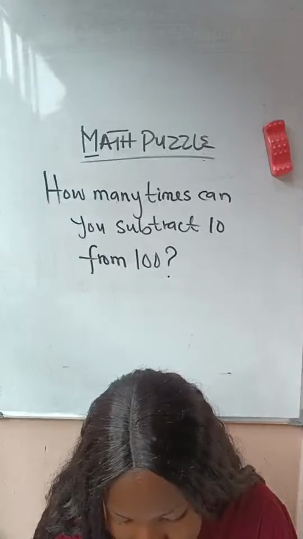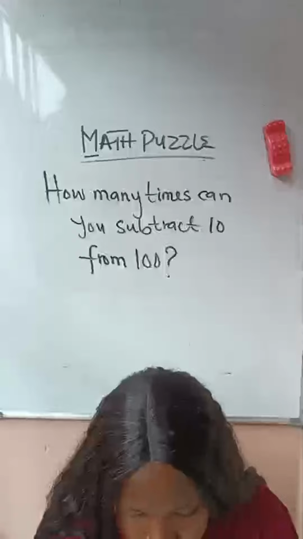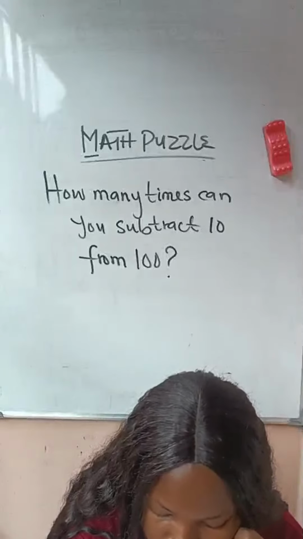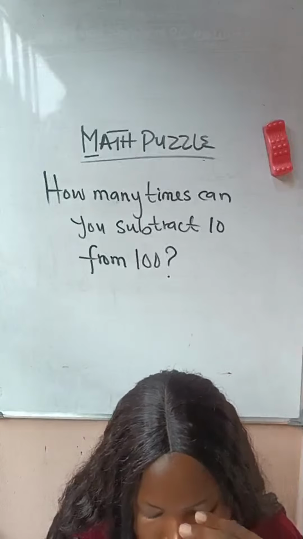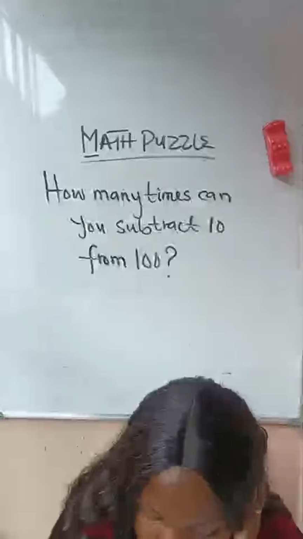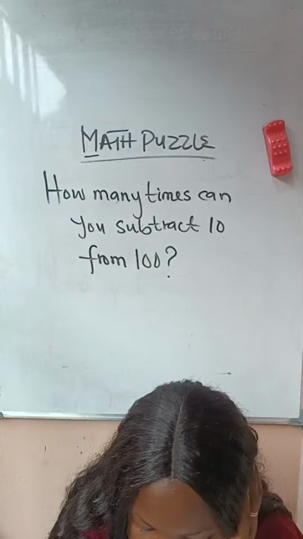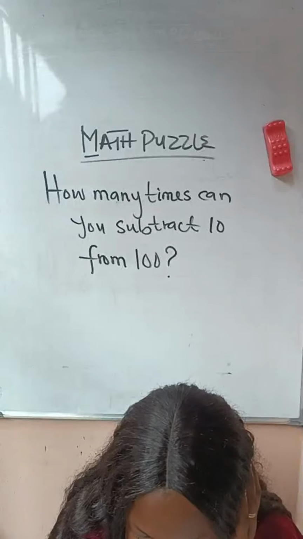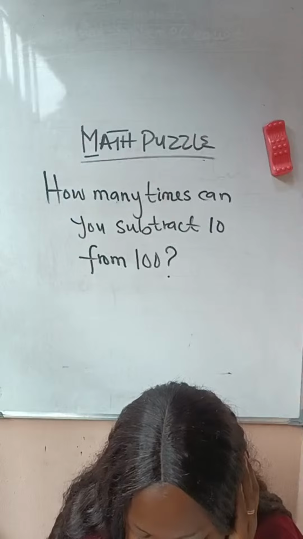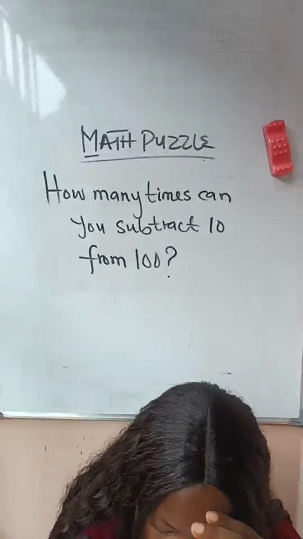Ash3, thank you for joining us. He says the answer is 1. How many times can you subtract 10 from 100? Okay, Astrid is saying 1 because it will be subtracting 10 from 90. Citizen, thank you for joining us. Citizen says once.